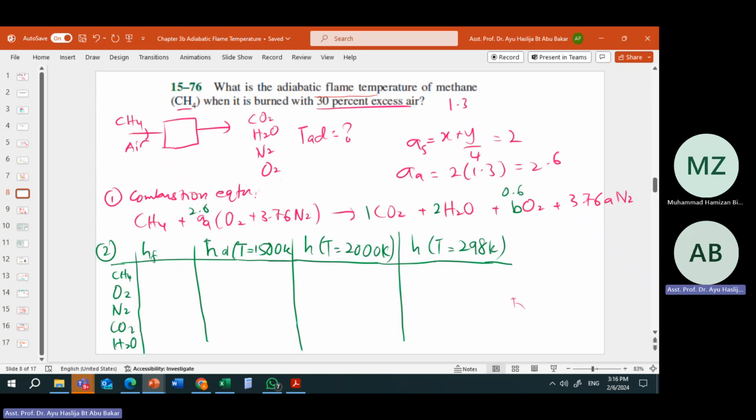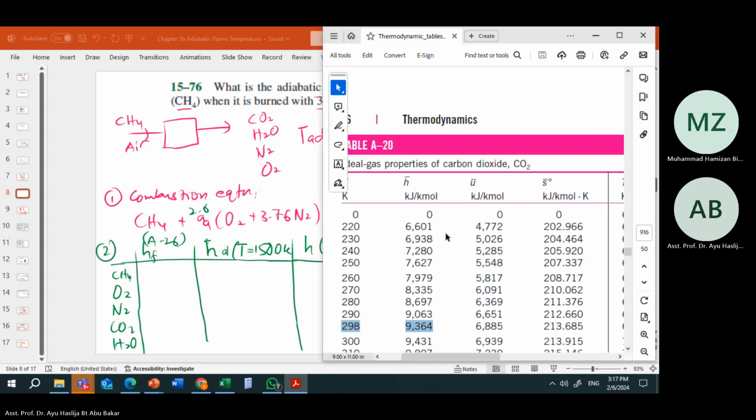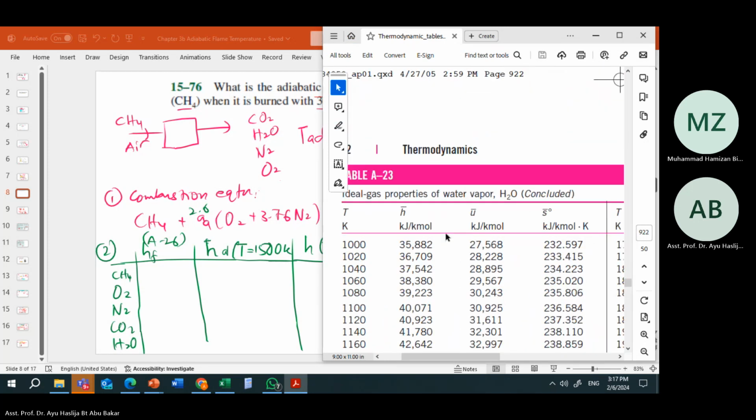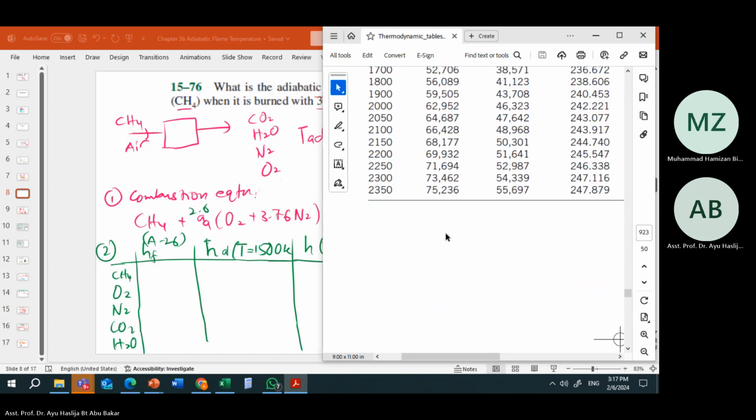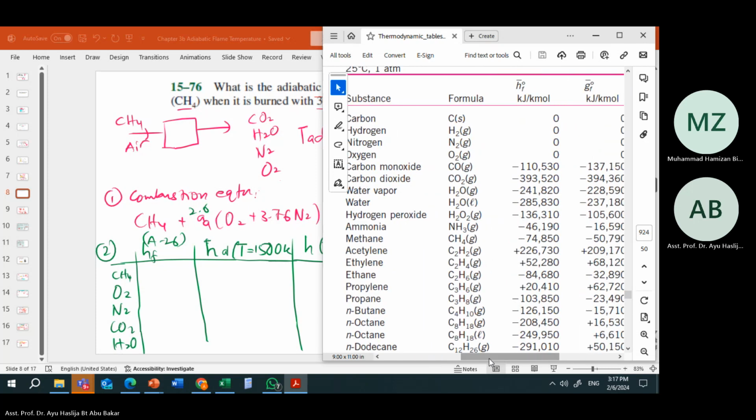So these are the info that you need to find. HF as usual at A26. Negative 74,850 for methane.